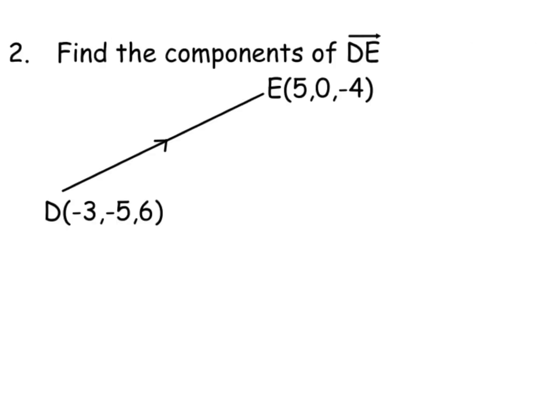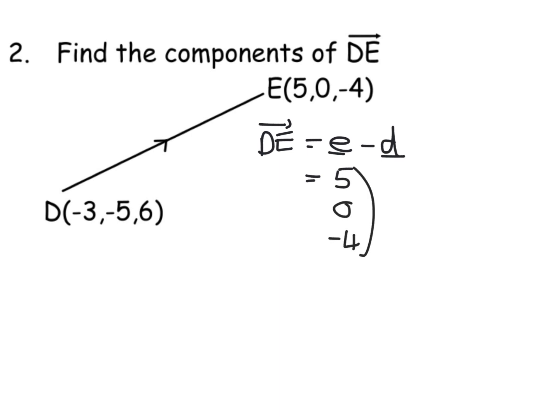The same rule applies if it's in 3D. So this time we're asked for the component form of D to E. So we've got it from an image. Again, it's just a sketch, it might not be accurate. So D to E will be the same as E take away D. So it's always your end point, take away your start point. So plug in the vectors. We're going to (5, 0, -4) take away (-3, -5, 6).